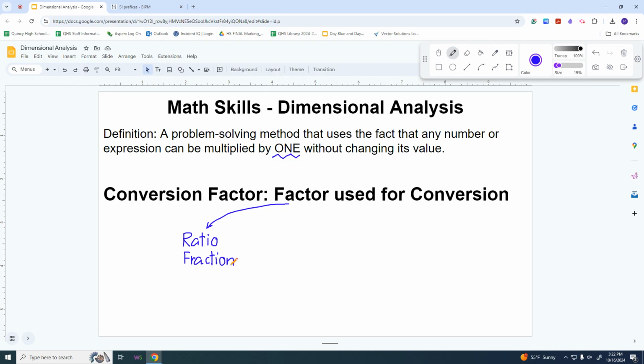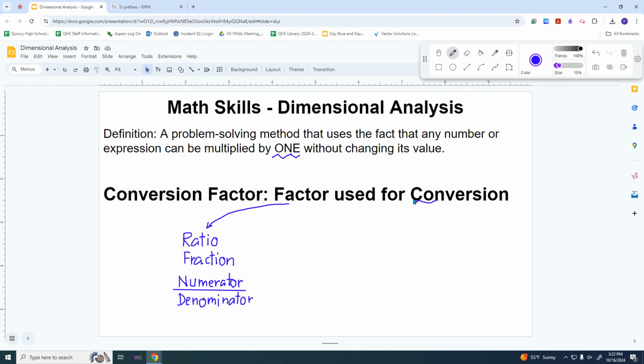One is a numerator on the top, and you are going to have a denominator at the bottom. Now, what will this ratio, fraction, numerator over denominator, do? It will do the conversion.